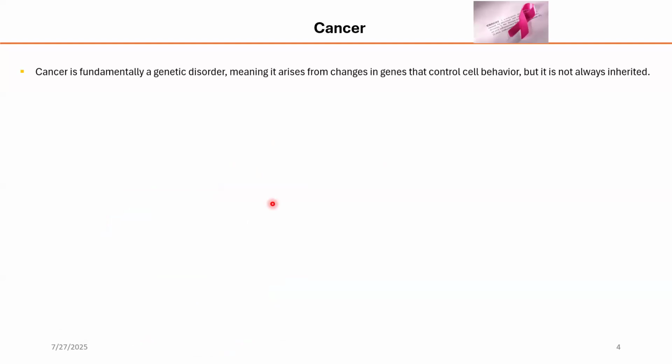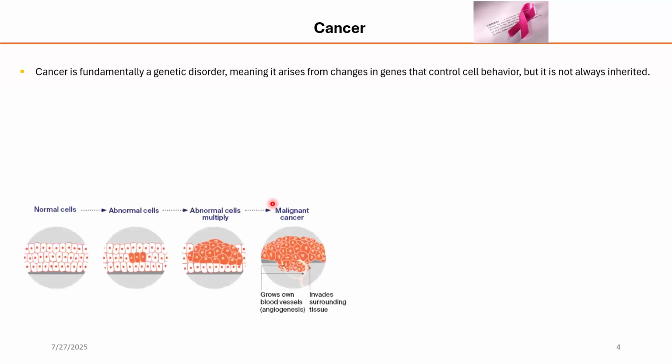So what is cancer? Cancer is a very hot topic. Cancer is fundamentally a genetic disorder, meaning it arises from changes in genes that control cell behavior, but it is not always inherited. Inherited means not always from a family background.